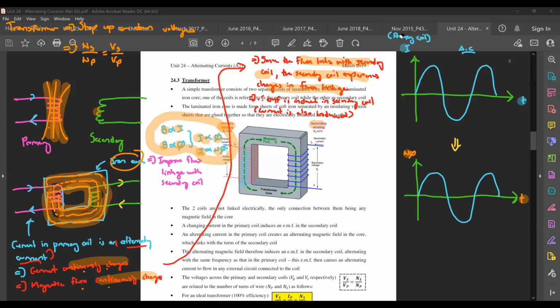And then this one here is in the secondary coil. Okay, so this one is the variation of the flux linkage with time in my secondary coil. Now, I then want to plot a graph of variation of EMF induced with time in my secondary coil.